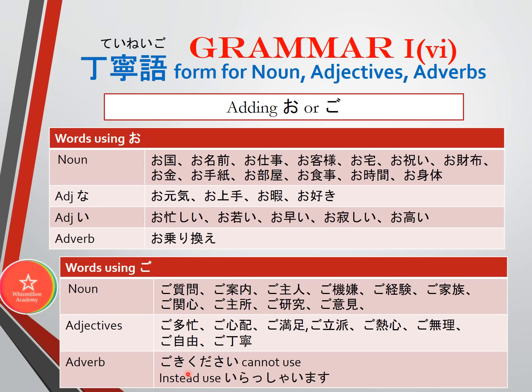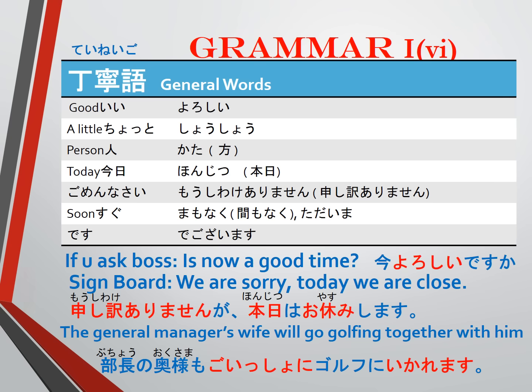Adverb, please be careful. For adverb, we cannot use go ki kudasai, okay? Instead, please use irashaimasu for the teinei form of come. So this is the example of noun, adjectives, and adverbs using teinei go polite form.